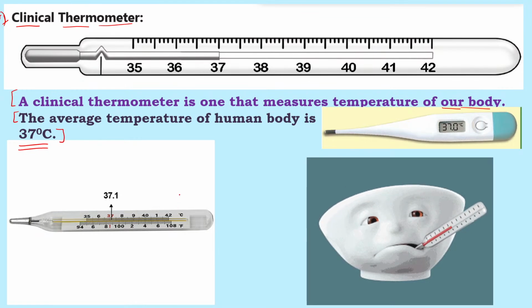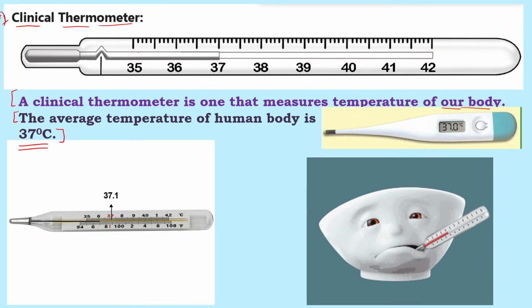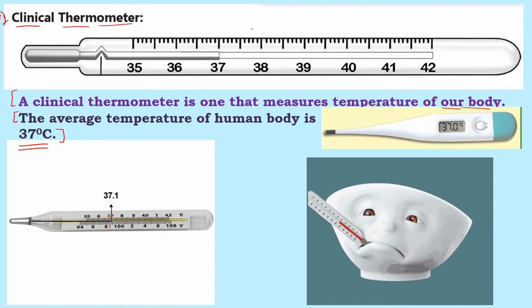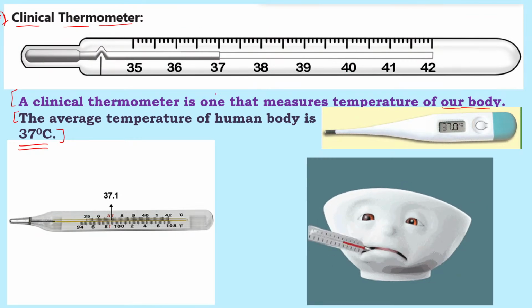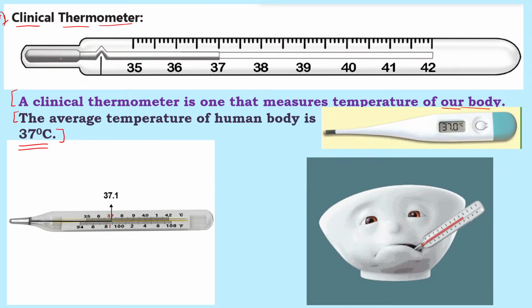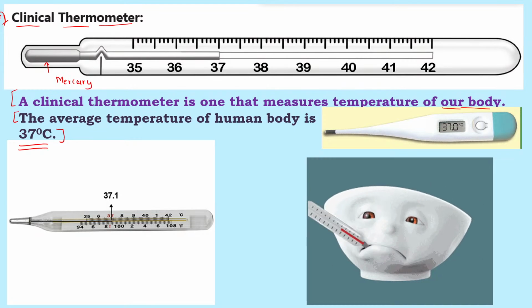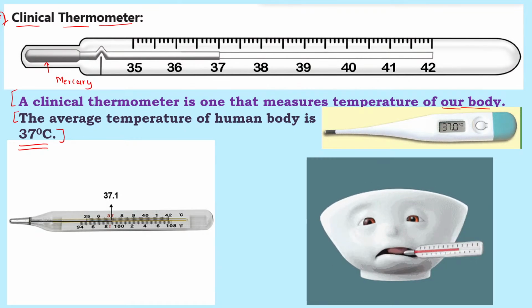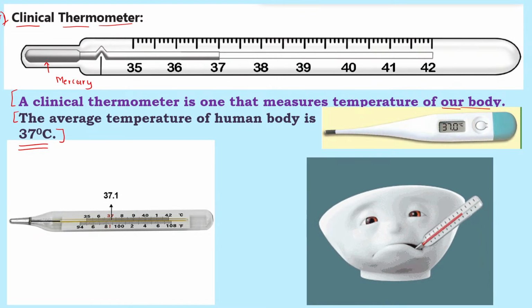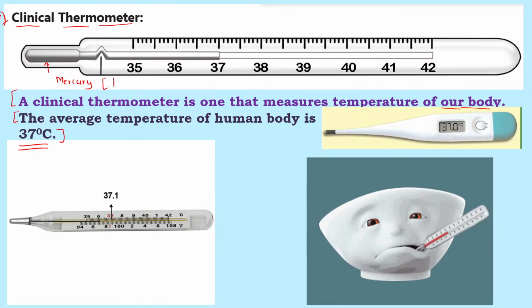So this is a clinical thermometer. Observe the clinical thermometer carefully. It's basically a glass tube case, and in this there is a narrow tube, and in this narrow tube there is one liquid, and that liquid is nothing but mercury. Mercury is a metal, just like gold, silver, iron, aluminium. But unlike these metals, which are solid, this particular metal is in liquid state.